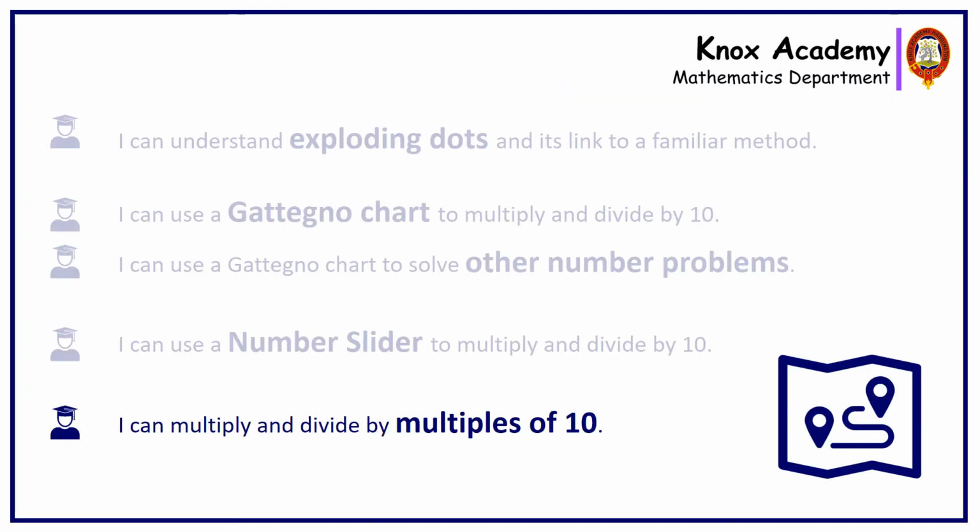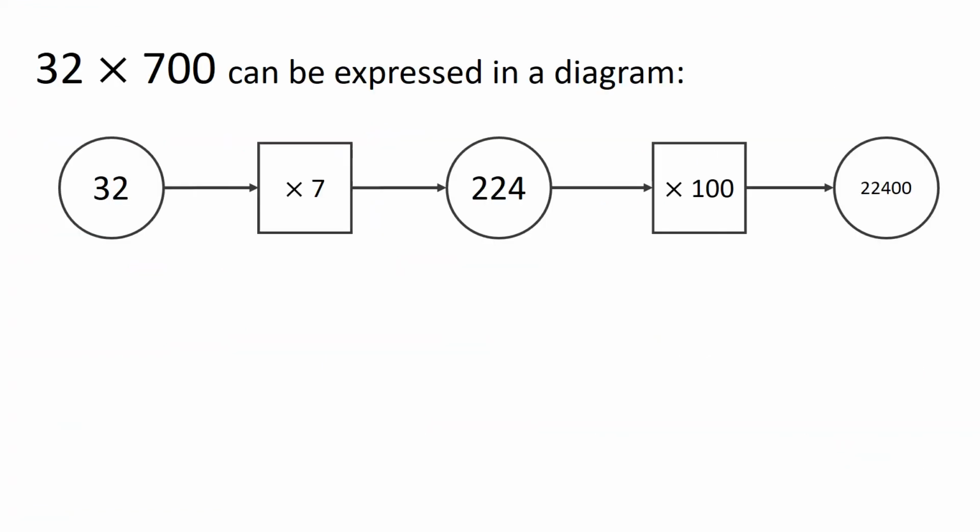So lastly, we're going to look at how we would multiply and divide by multiples of 10. So numbers like 20, 30, 40, and 50. In this case, we're going to look at 32 multiplied by 700. We could express it in a little sort of number machine diagram, I suppose. We're starting off with the 32, to multiply that by the 700.